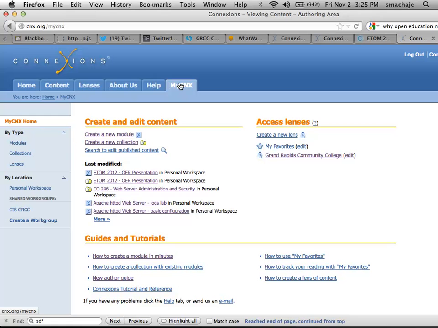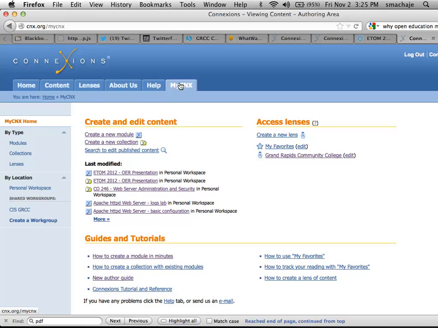This particular system operates on different types of resources. The basic one is a module. So a module could be maybe a chapter of a book, okay, or a lesson. And then a collection would be a course, for example, okay. Finally, a lens is a way to gather modules and collections and become responsible for them. That's that peer review piece.